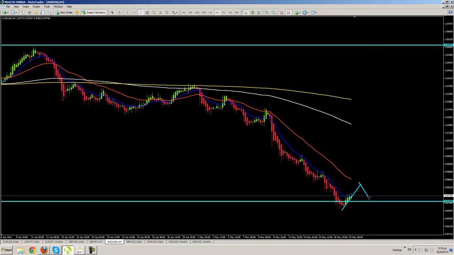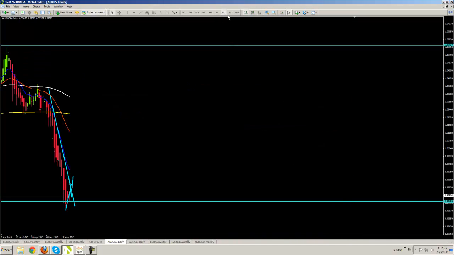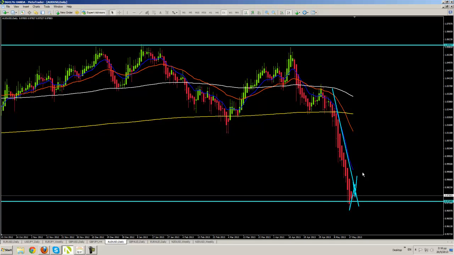If that happens, and after that break, we would look for 1 hourly and 4 hourly long setups to trade the big retracement, first of all on the daily, to target the 36 and the trend line here.